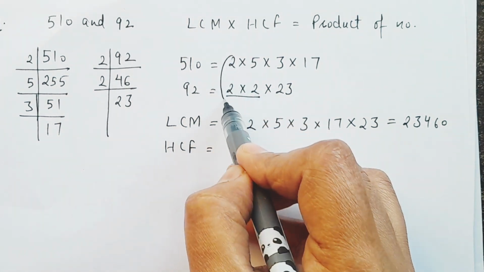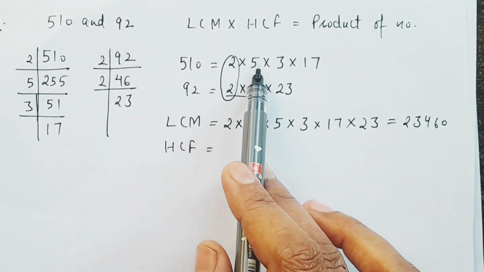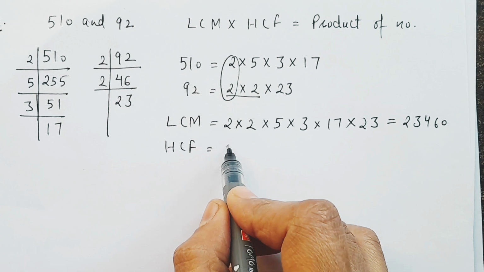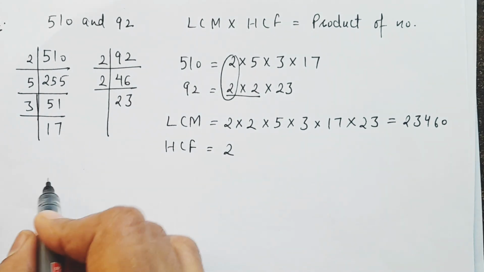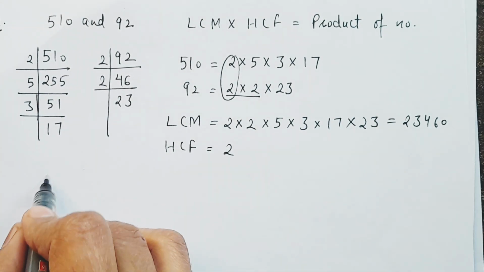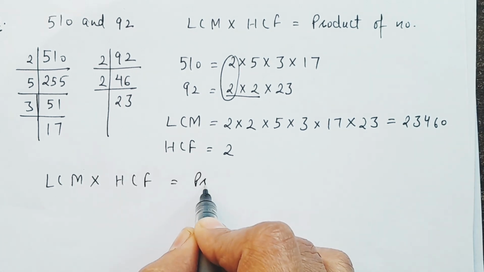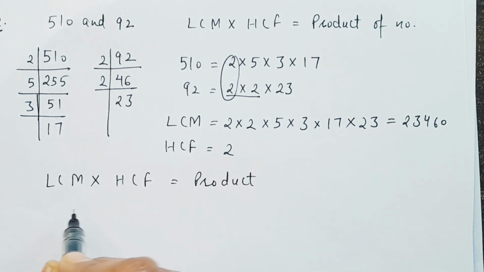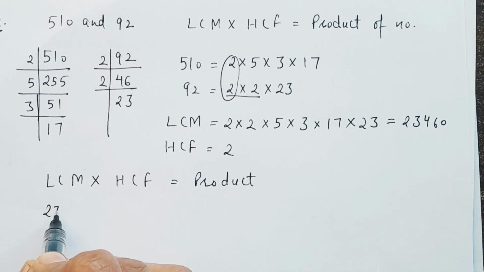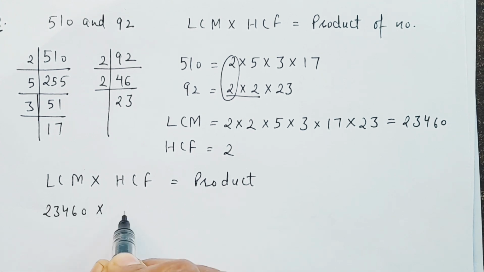And now we will find the HCF of these numbers, as for HCF we will make their pairs. Only 2 is in the pair, and no other number has a pair, so HCF is 2 itself. Now we will verify the property that LCM multiply HCF will be equal to the product of numbers. So LCM is here 23460 and HCF is 2.